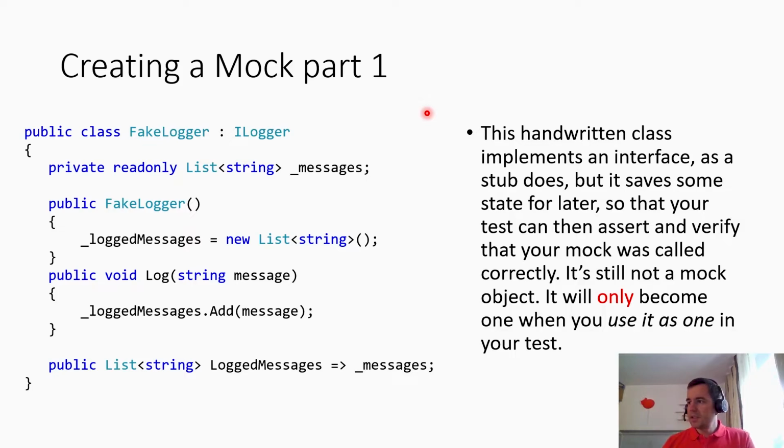Good. In this section, we'll see how to create a mock. So basically, we create here a handwritten class which implements this iLogger interface. It's the same as a stub, but it saves some state for later. So for example, internally we have a logged messages list, which we are extending as we're logging messages. So this is not a mock object yet. It will only become a mock object when we use it as one in our test.